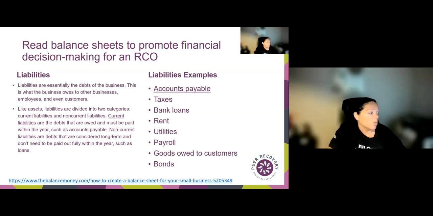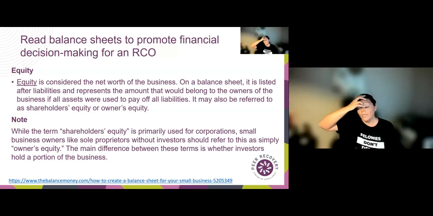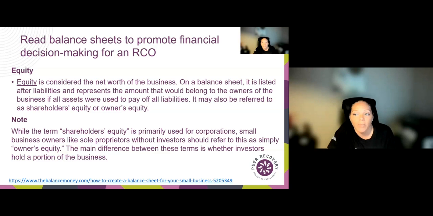So liabilities, let's talk about liabilities here for a second. Liabilities, on the other hand, are essentially debt to the business. This is what the business owes to other businesses, employees, or customers. Liabilities are divided into two categories like assets. However, the categories for liabilities are current and non-current. Non-current are debts that are considered long-term, and current liabilities are debts that must be paid within the year. So equity is considered the net worth of the business and is listed after liabilities and represents the amount that would belong to the owners of the business if all assets were used to pay off all liabilities.